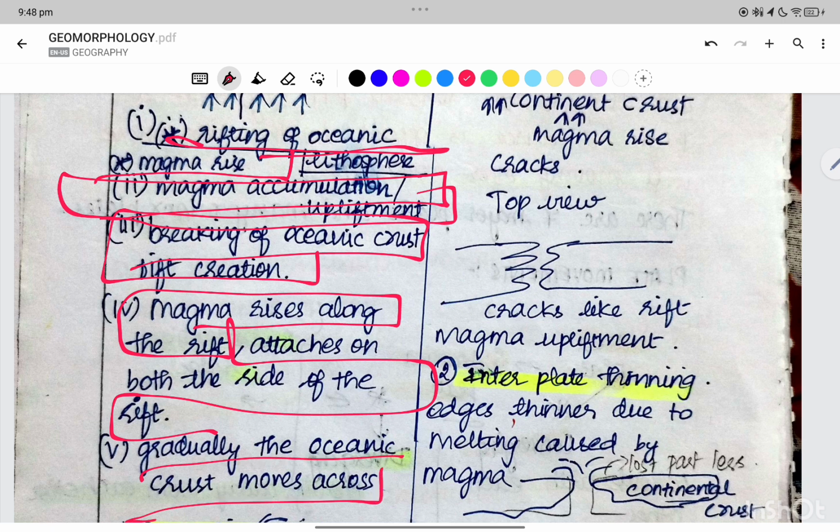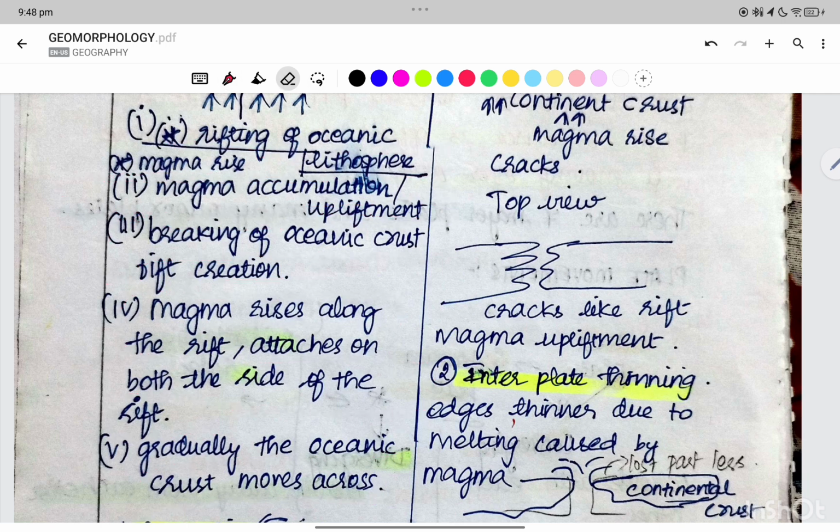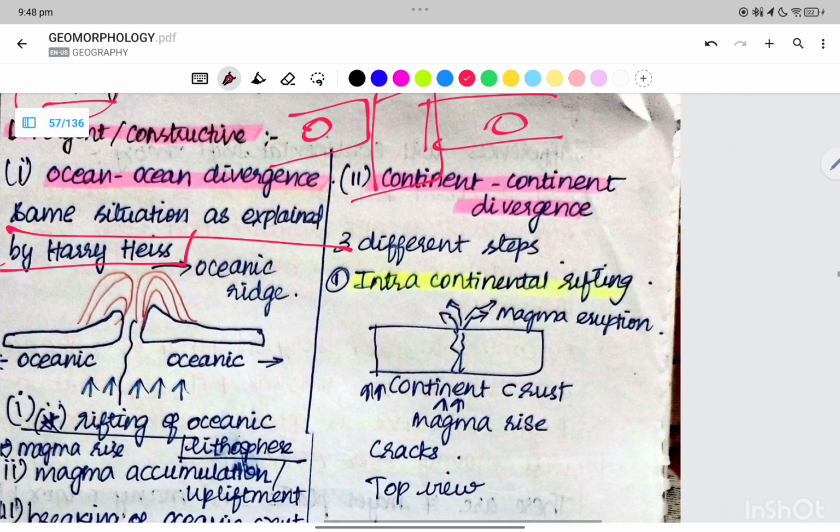So, the magma is going to rise and it is going to get attached to both the sides of the rift. Right? The magma rises and the magma attaches on both the sides of the rift. Gradually, the oceanic crust is going to move across. Now we have continent divergent.